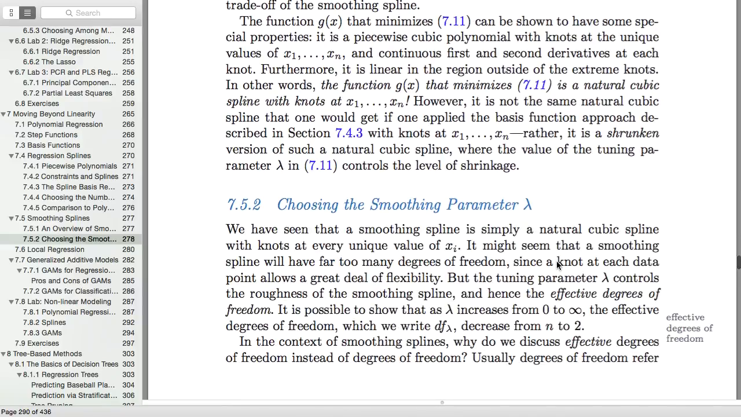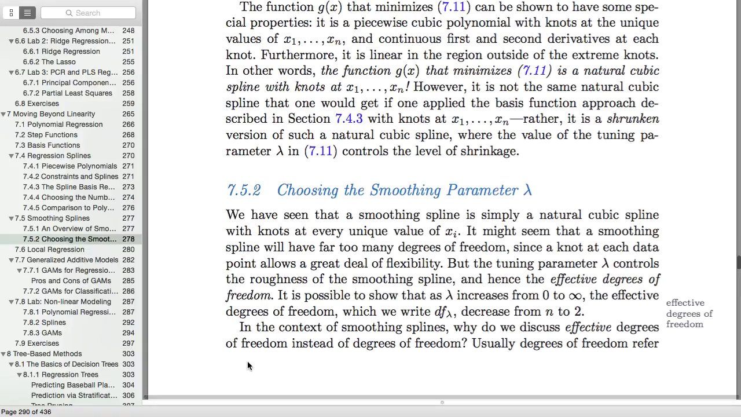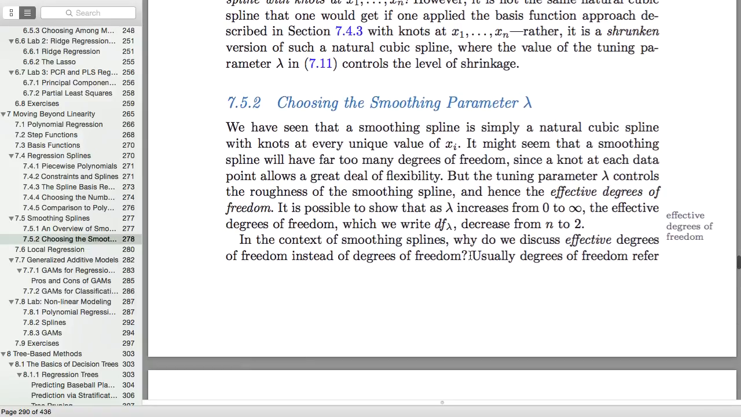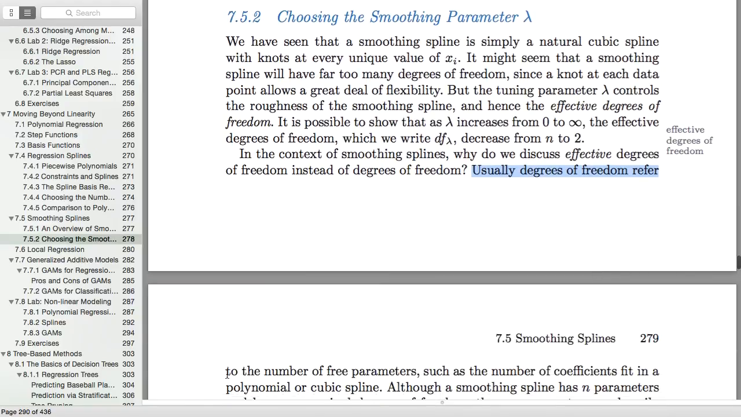Okay, so now how do we choose the smoothing parameter? Well, we've already learned that. Basically, we're going to use cross-validation to do that. Now, there is one concept here that's kind of odd. I'm pretty much willing to bet that most of you have had at least enough statistics that you think of degrees of freedom as referring to the number of free parameters. So it says here, usually degrees of freedom refer to the number of free parameters. And here we're going to see fractional degrees of freedom, so that's going to seem really odd.